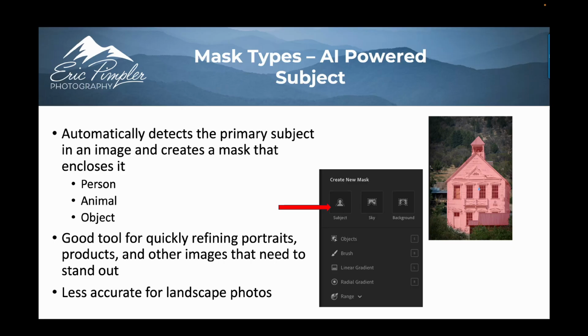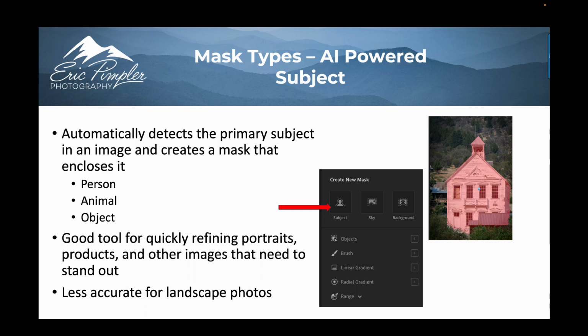The first one that we'll look at are subject masks. With subject masks, Lightroom will automatically detect the primary subject in an image and then create a mask that encloses that entire image. You can see an example of that on the right-hand side of my screen, where we've used the subject AI mask to automatically detect the subject, which in this case is the school building. And so you'll notice that it's done a good job of selecting that and excluding the other things that are in that photo. So it's very good for detecting primary subjects, whether that be a building like we see here.